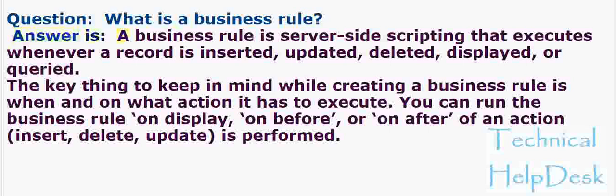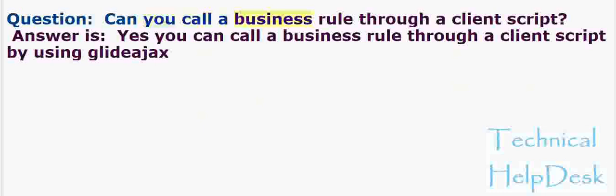Question: what is a business rule? Answer is: a business rule is server-side scripting that executes whenever a record is inserted, updated, deleted, displayed, or queried. The key thing to keep in mind while creating a business rule is when and on what action it has to execute. You can run the business rule on display, before, or after an action, insert, delete, update, is performed.